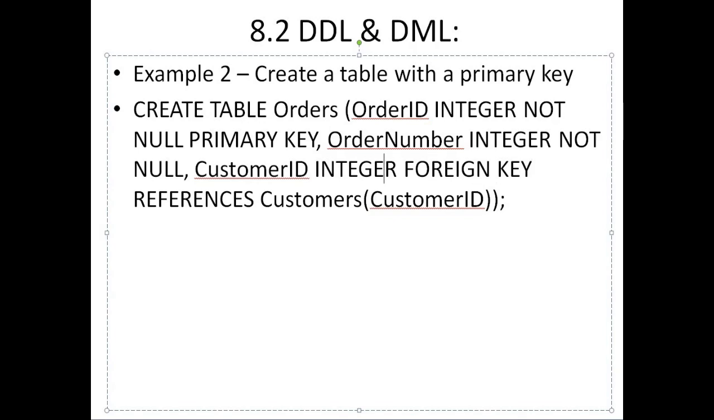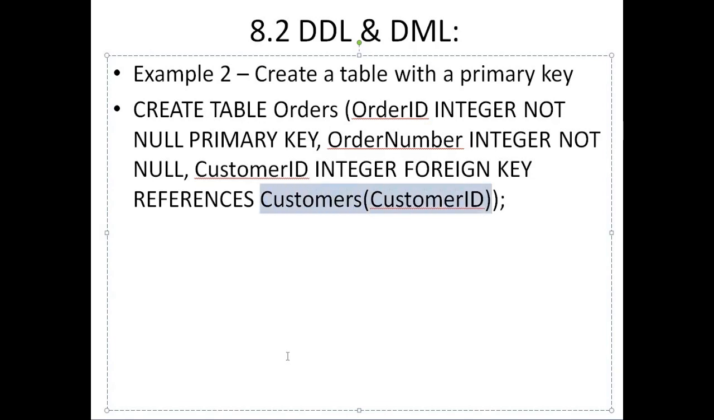And customer ID would be a foreign key, and it would be linked from the customers table. We are going to use the references keyword for that. Tell the database to link this table of orders with the table customers using the customer ID field from the customers table. And this would be written like this.